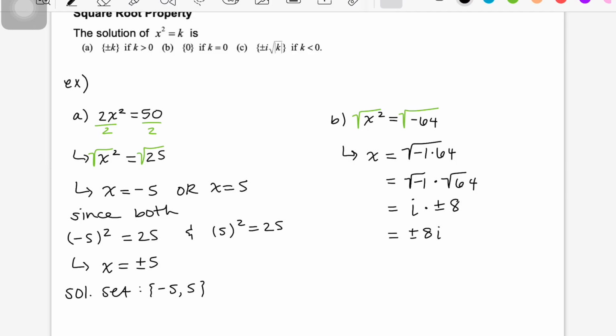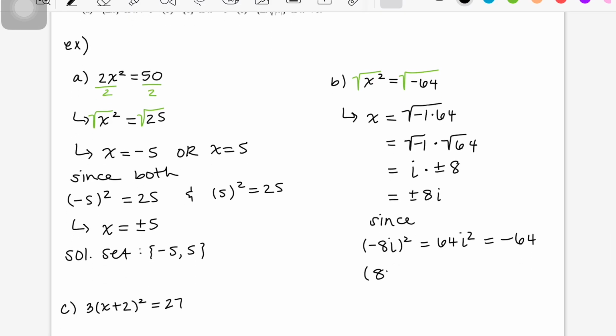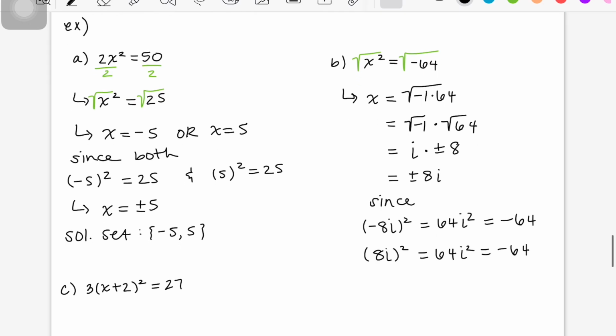And we know that this is true since if we have minus 8i squared, we're going to get positive 64 i squared. We know that i squared is equal to negative 1, so this makes it minus 64. And similarly, 8i squared, we're going to get positive 64 times i squared, which is negative 64. So our solution set is minus 8i and positive 8i.